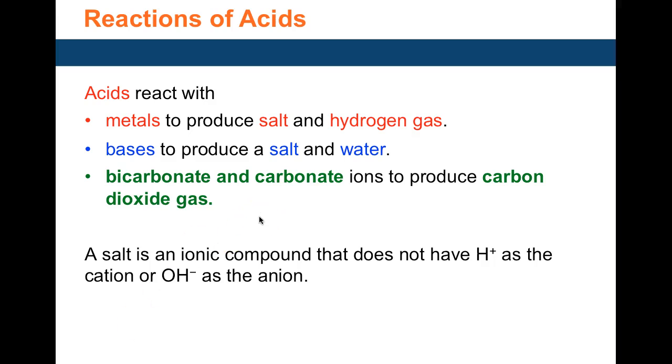What kind of reactions do acids undergo? Well, you know that acids corrode stuff, they eat up metal. So when acid reacts with a metal, like a single displacement, you get a salt and hydrogen gas. When acids react with a base, they neutralize each other and you get salt and water. Bicarbonates and carbonates are weak bases, and so when they react with acid, one of the key characteristics is that carbon dioxide gas is released.